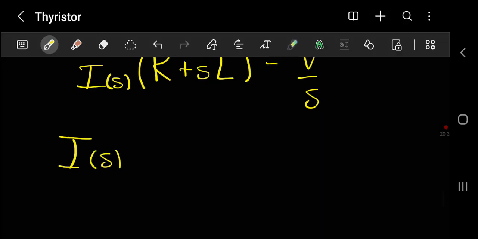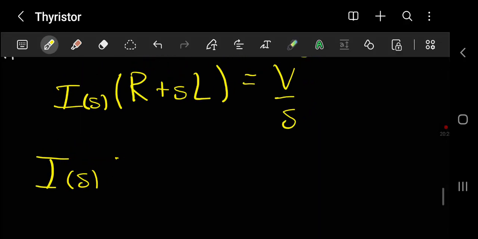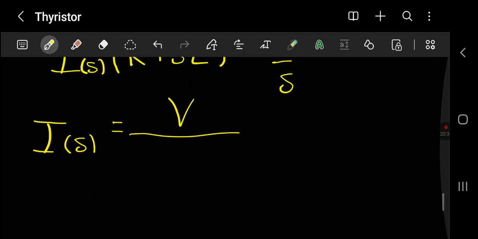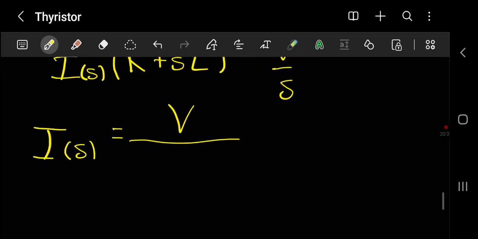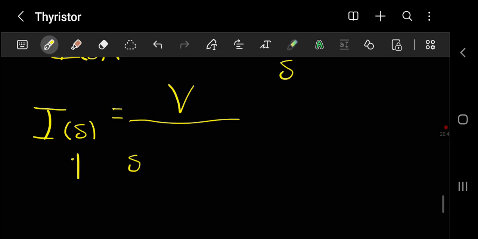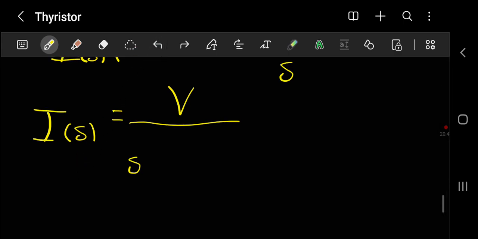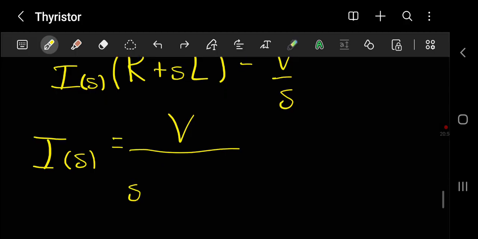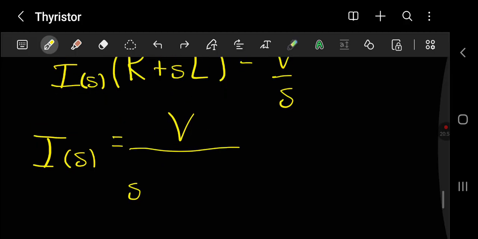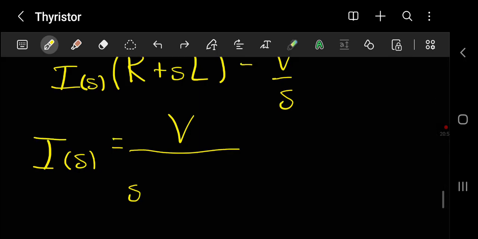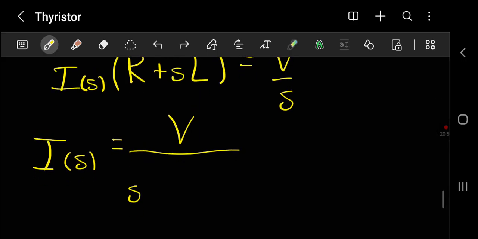And now isolating this big I. And remember, this is the Laplace domain, and that is why we are using this S. This is the S domain. It's a time base as well, a time base based on the Laplace domain.